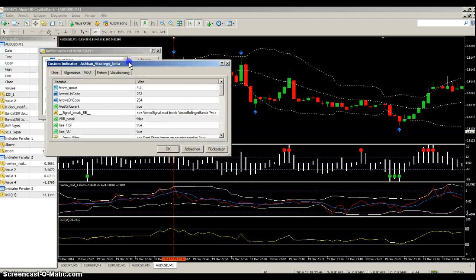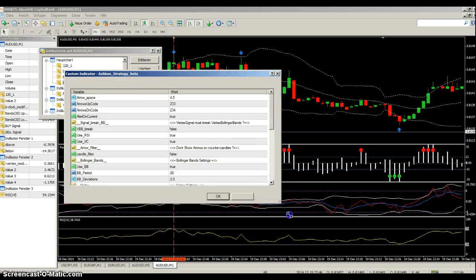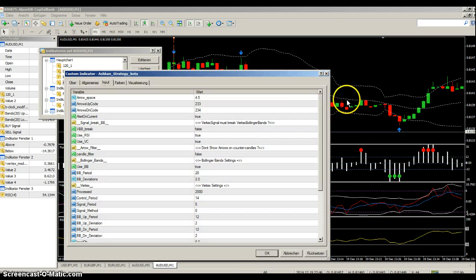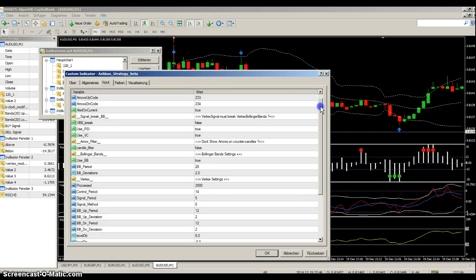Okay. Now here it is. First, arrow space, arrow code, you can set this to your liking. Alert on current means that an arrow appears on the current candle. You can set this to false. Then we have the strategy settings.